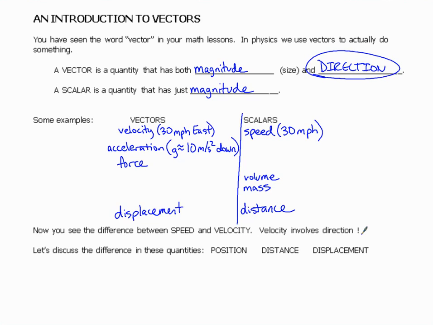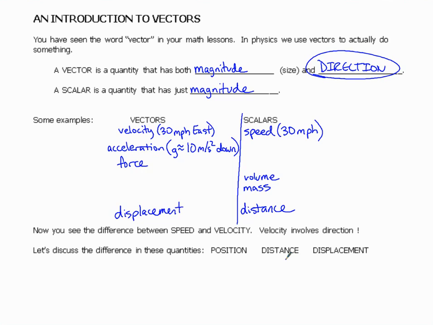So what's the difference in these three quantities at the bottom? We have position, we have distance, and we have displacement. Position is where you are at this exact moment. There's really no magnitude and there's no direction. It's just, this is where you are right now.